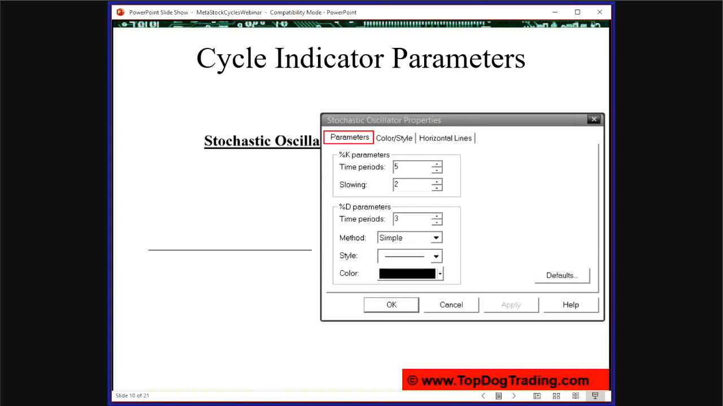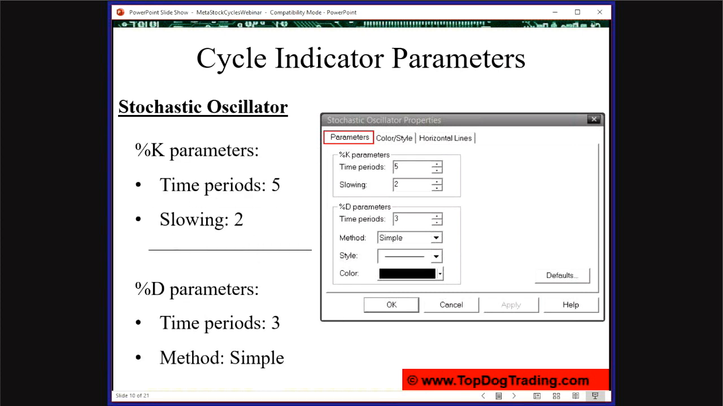Now, here's what we do. We pull up the stochastic oscillator and we're going to change the parameters. The parameters that we're going to change are in %K. We change it to, well, you can see the settings there. I'm just bringing over my little spotlight. Time periods, 5. Slowing, 2. Then %D, we're going to change that to 3. Method is simple, and you can use whatever style or color that you want. That's just personal preference. Okay, so that's the modification.